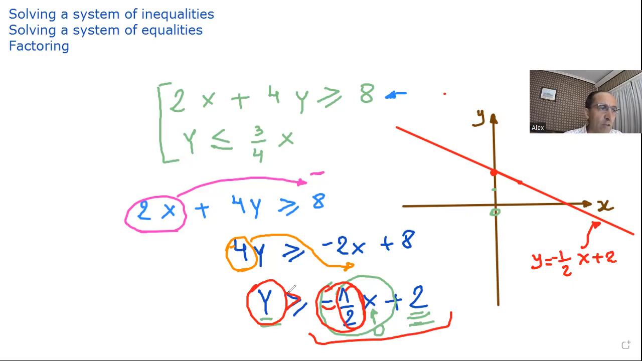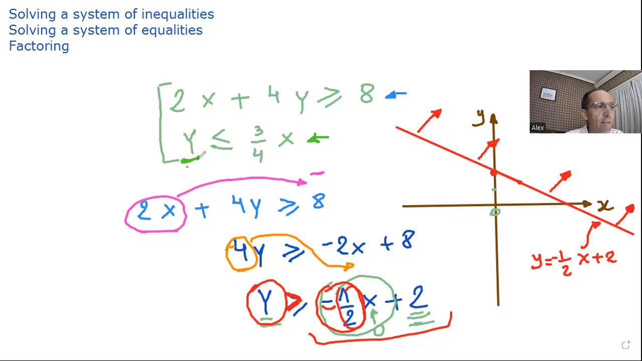And because y has to be greater, it is above the line. So any spot above this line would correspond to the inequality that we are dealing with here. And next, we will check the second inequality.